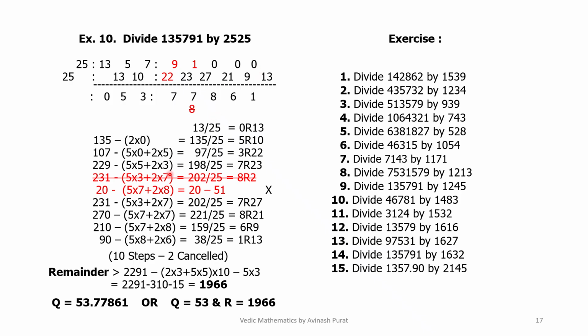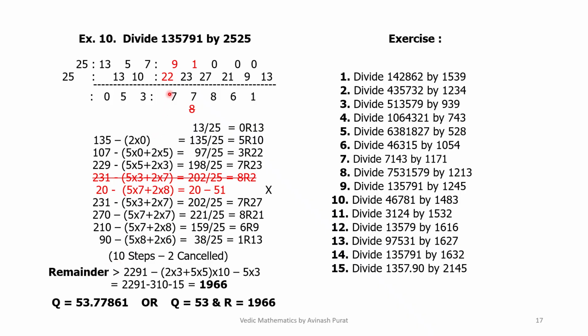So 90 minus 5 into 8 plus 2 into 6, that is 40 plus 12, 52. 90 minus 52 is 38 divided by 25 equal to 1, quotient is 1 and remainder is 13. So in this case we have got 10 steps and 2 of them are cancelled.